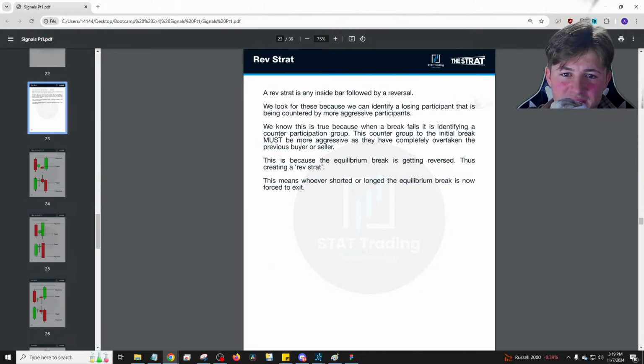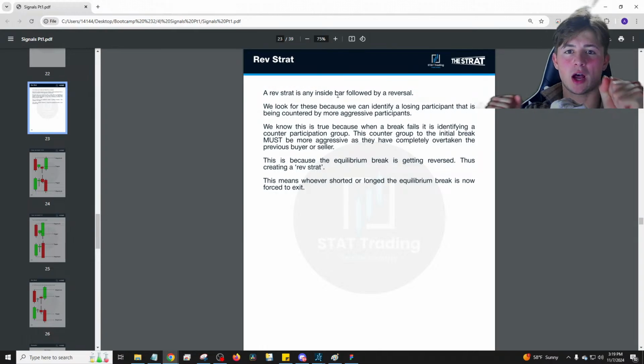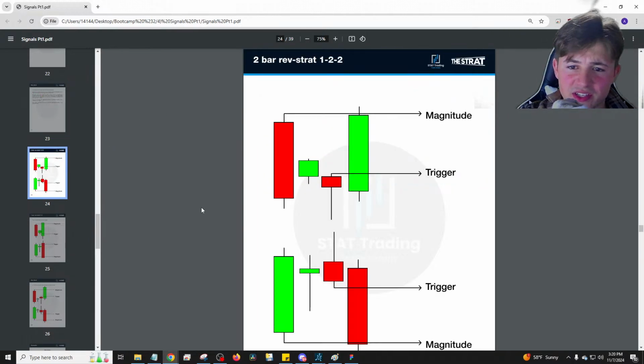Now, the next thing is a rev strat. So when you learn the inside bar, the other thing is, since an inside bar is in equilibrium, if it comes back into that, it's going to go back and test the other side. You think of it kind of like tug of war, where when you get this inside bar, for example, here, they sold it and now they agree on prices, right? So buyers and sellers, they shake hands. They're like, okay, we're good.